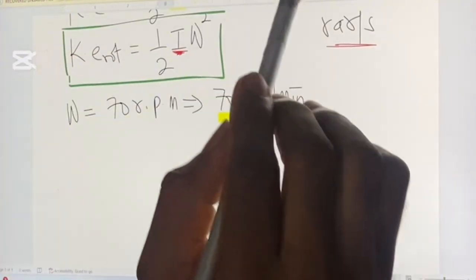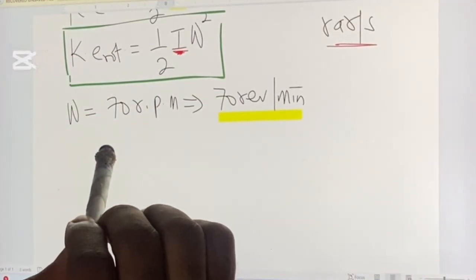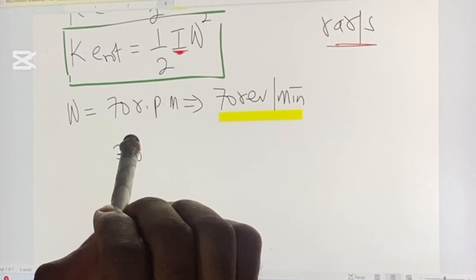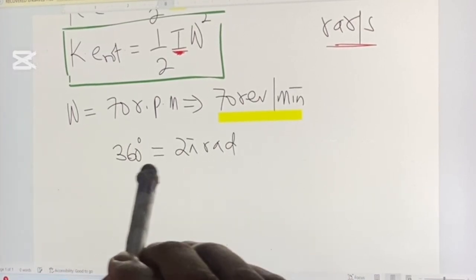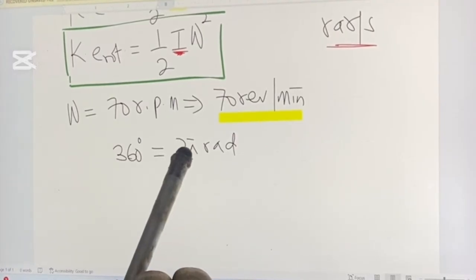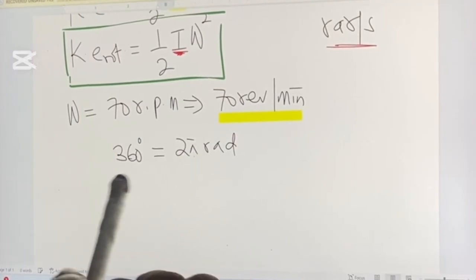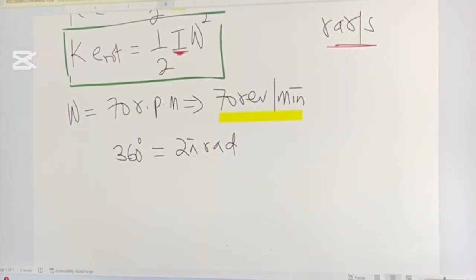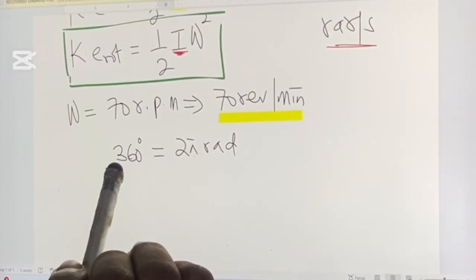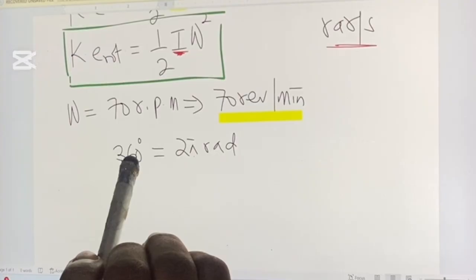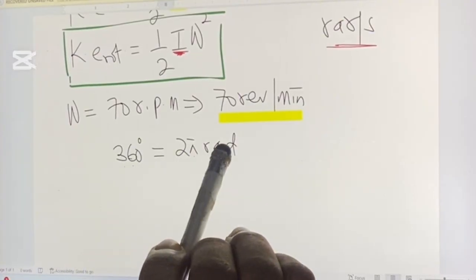The standard relationship between revolutions and radians is this: 360 degrees is equal to 2 pi rad. Please understand that pi as an angle is 180. But when you are replacing pi as a number, it is 3.142. Whenever pi is standing as an angle, it is 180. So 180 times these two will give us back 360. So 360 degrees is the same as 2 pi rad.